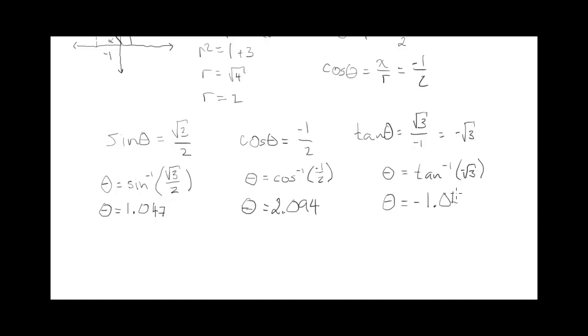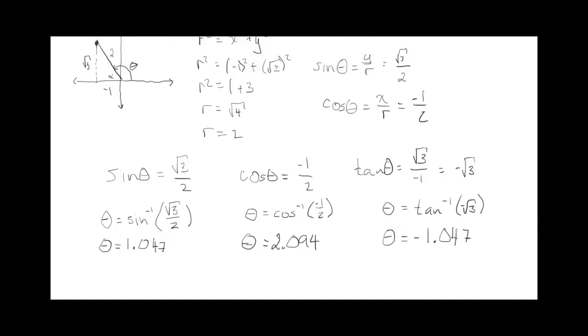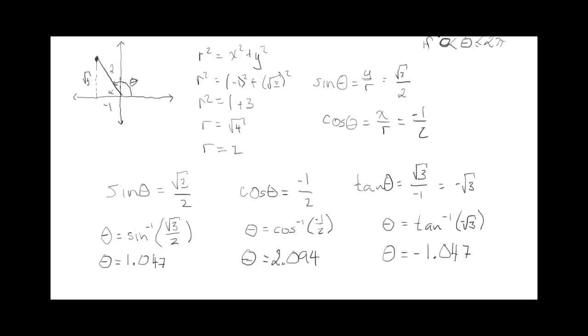So what's interesting here is I got 3 different answers for theta. There's only one which is correct. So notice here from the picture, theta was clearly in the second quadrant. So one of these numbers is in the second quadrant, the other 2 aren't. To figure out which one of those numbers is in the second quadrant, just think about what the values are.